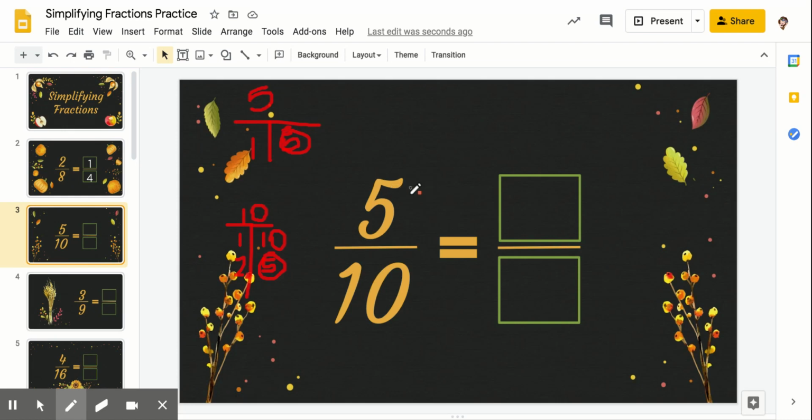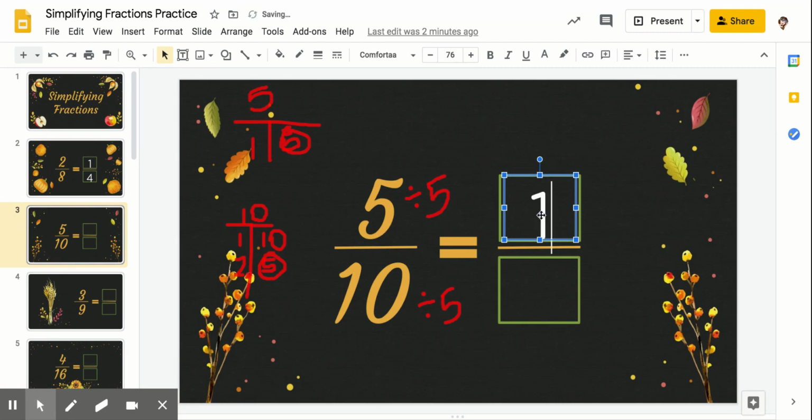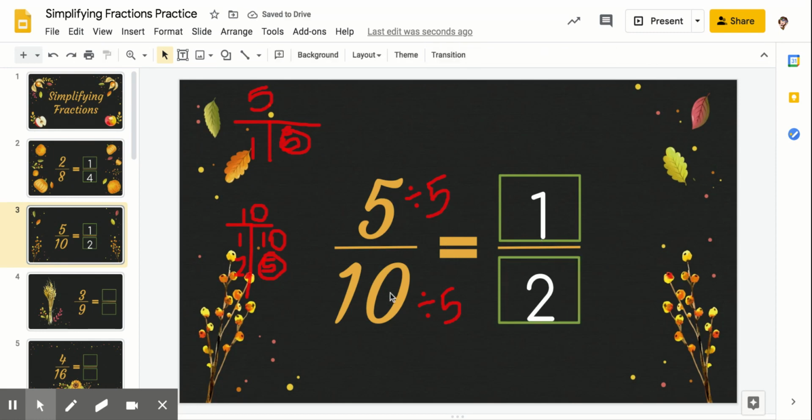So I can do 5 divided by 5 to get my new numerator, and I'll do 10 divided by 5 to get my new denominator. Well, 5 divided by 5 is 1. 10 divided by 5 is 2. So that means that 5/10 is equal to 1/2 when I simplify it.